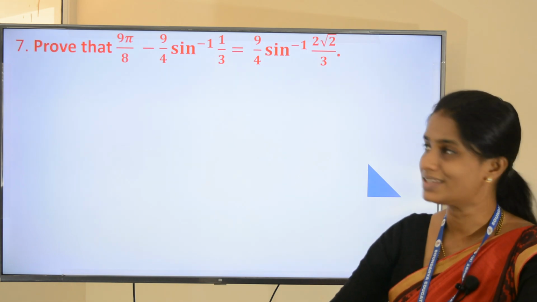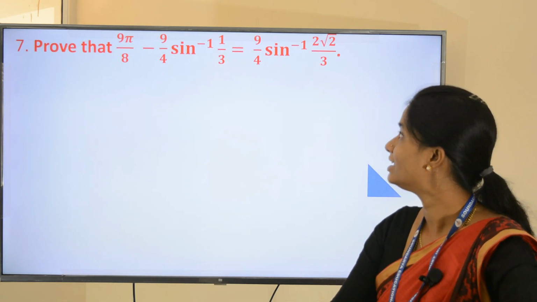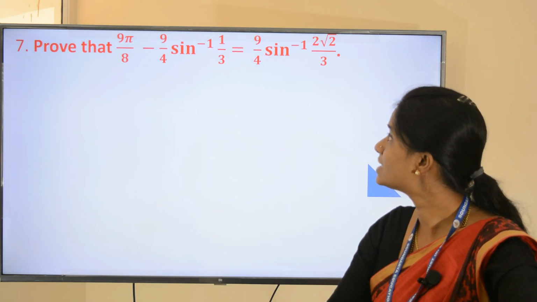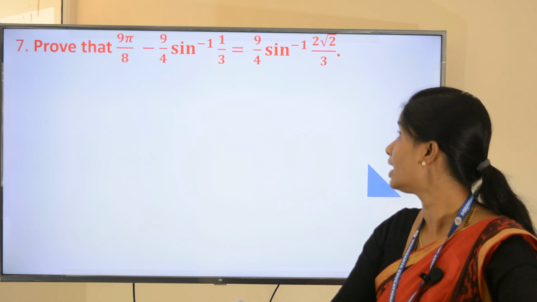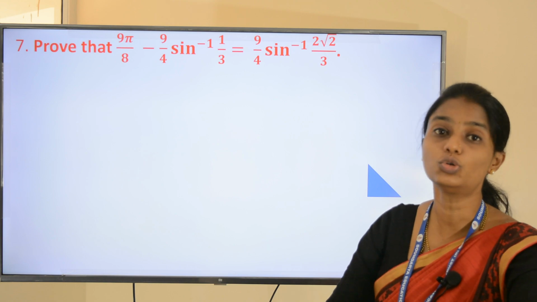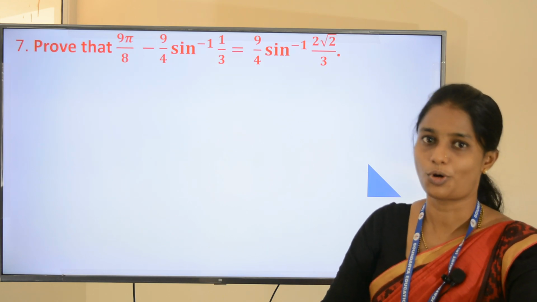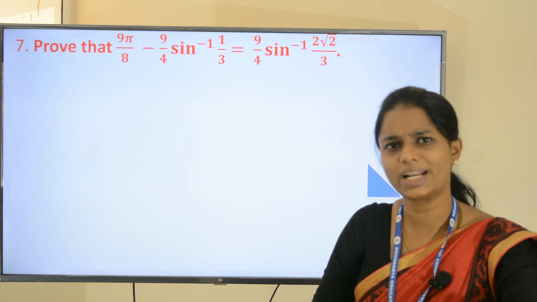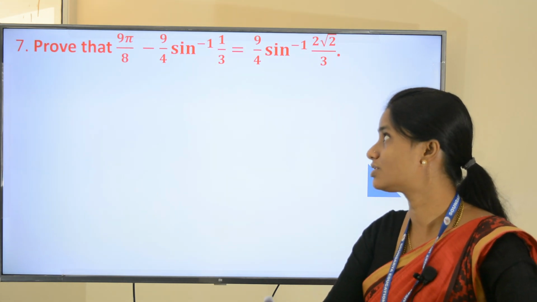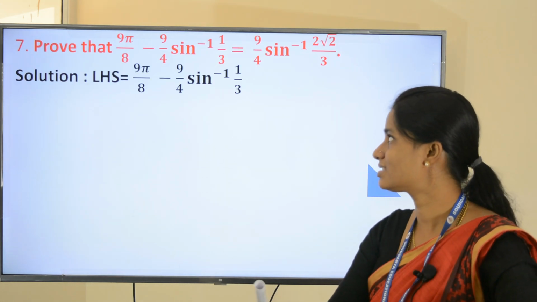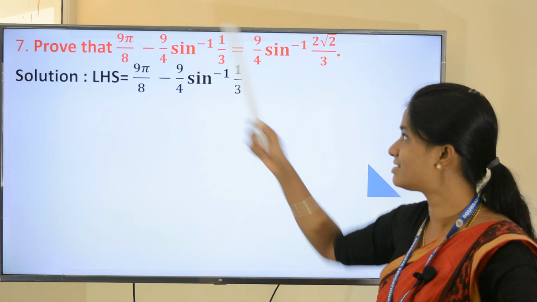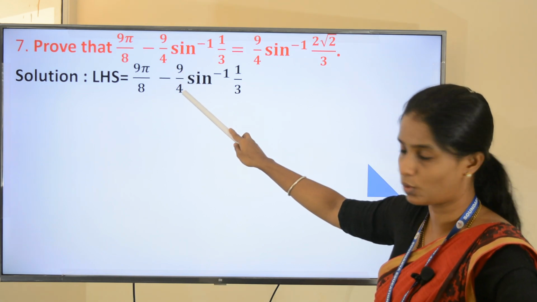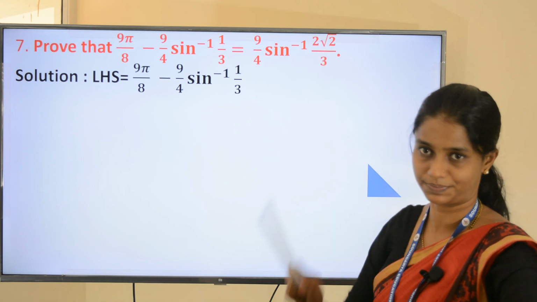Next problem is a prove-that problem. Prove that 9 pi by 8 minus 9 by 4 sine inverse 1 by 3 is equal to 9 by 4 sine inverse 2 root 2 divided by 3. So obviously, prove that problem, students. We can consider the left hand side expression or the right hand side expression. What I will do here, students, in this particular problem, I'll consider the left hand side expression. The left hand side expression is 9 pi by 8 minus 9 by 4 sine inverse 1 by 3.